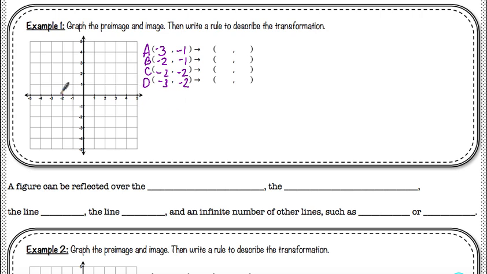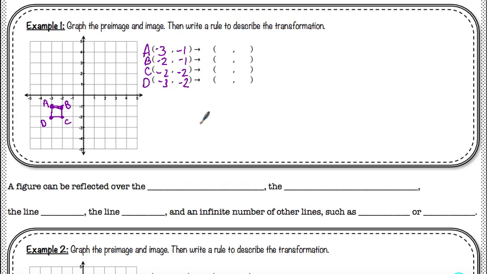Let's go ahead and graph that. -3, -1, we'll label that as A. -2, -1 is B. -2, -2 is C. And -3, -2 is D. And then you'll see that this is a square. We'll connect the dots. This is a square.